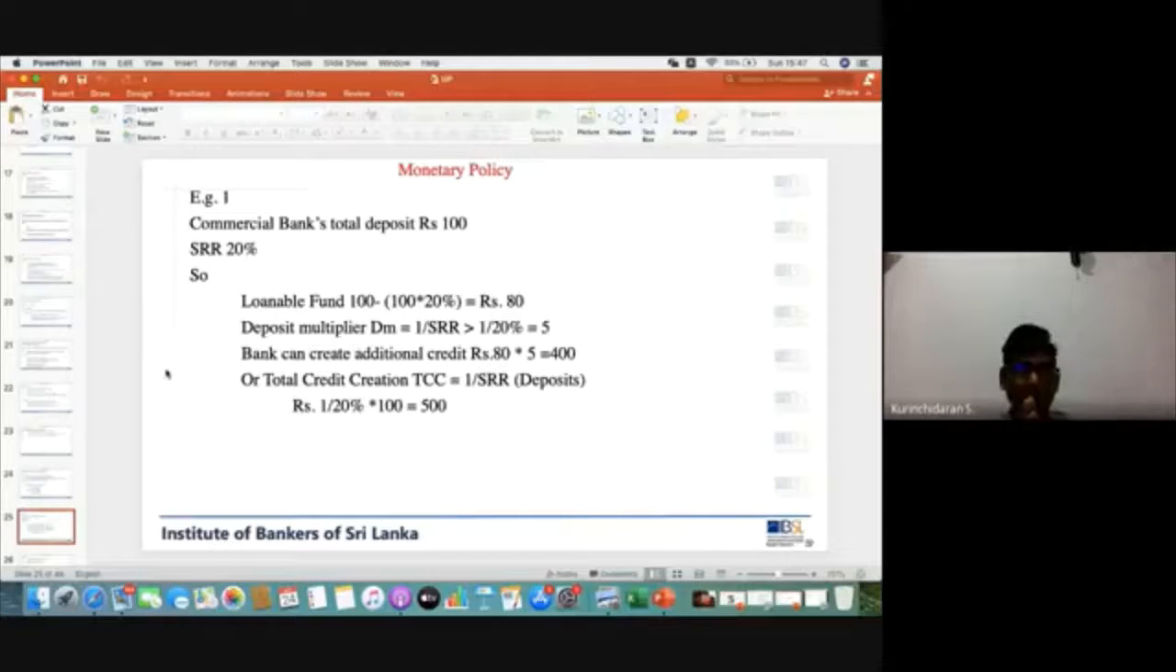So when the banks can create credit based on the SRR, many times of the deposits, that is what we call the deposit multiplier, right? Now let's look at this, this is the SRR. By changing the SRR, you can change the credit creation capacity, right?